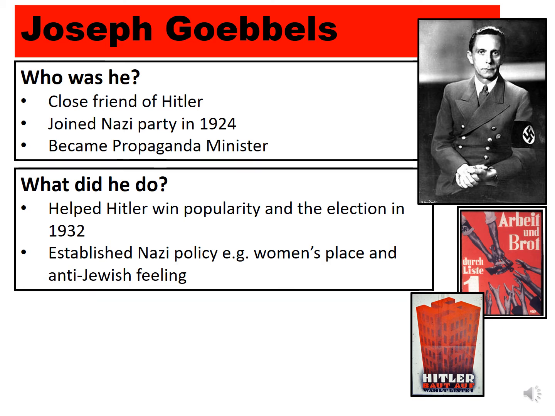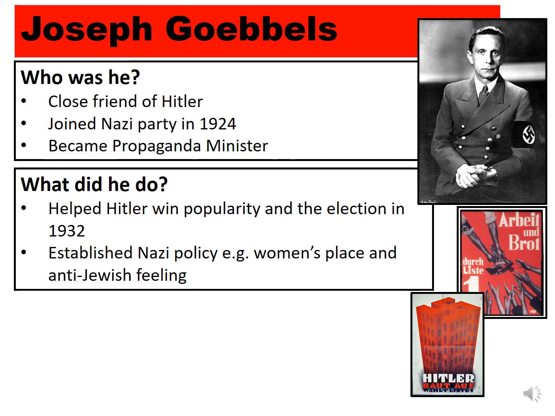Ever since he joined the party in 1924, he kind of takes over. He organises rallies, he designs posters, he comes up with the famous work and bread phrase that they promise everybody, because that's what people want in Germany after 1929. And that basically helps Hitler win the 1932 election. Once they're in power, he then establishes Nazi policy through propaganda posters and films again.